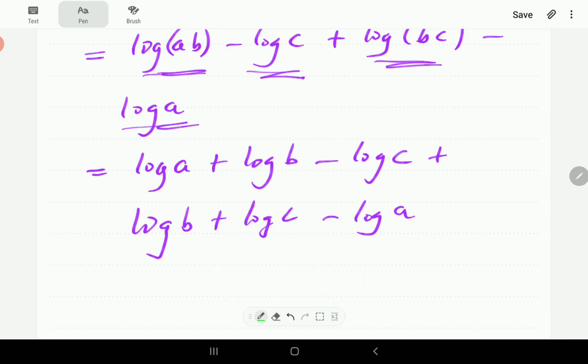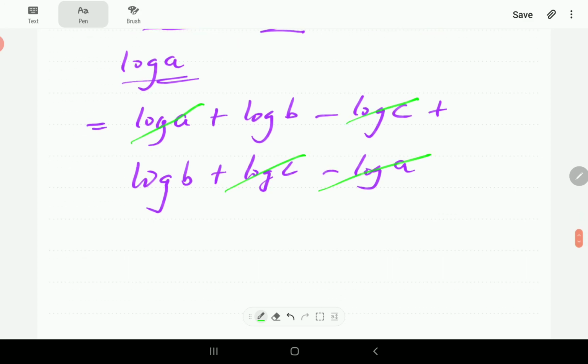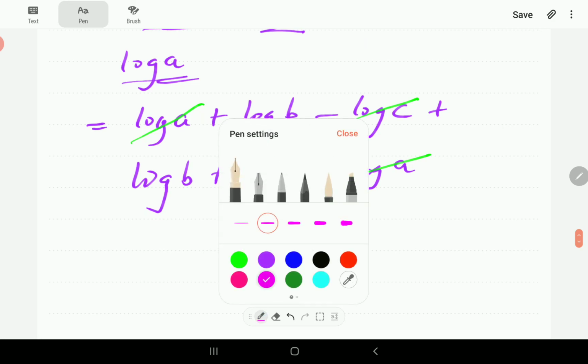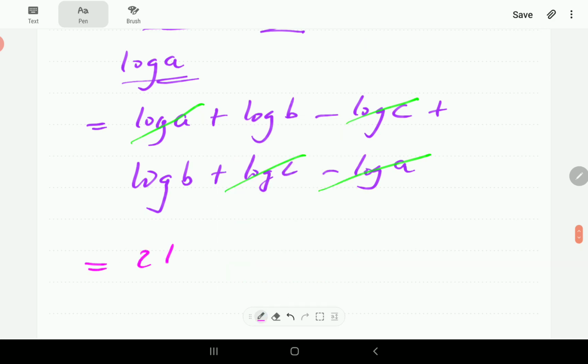Now log a minus log a is going to cancel out. Log c minus log c is going to cancel out. And it's just the log b terms that are going to add up to 2 log b. And that's going to be that.